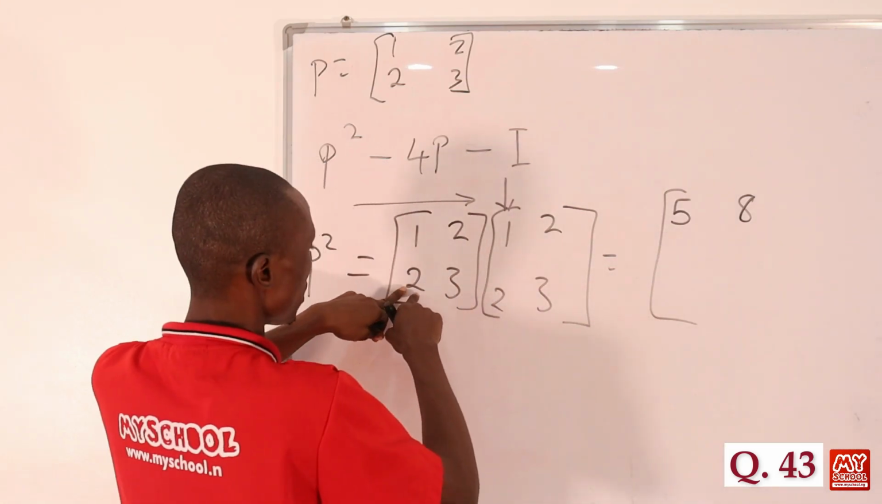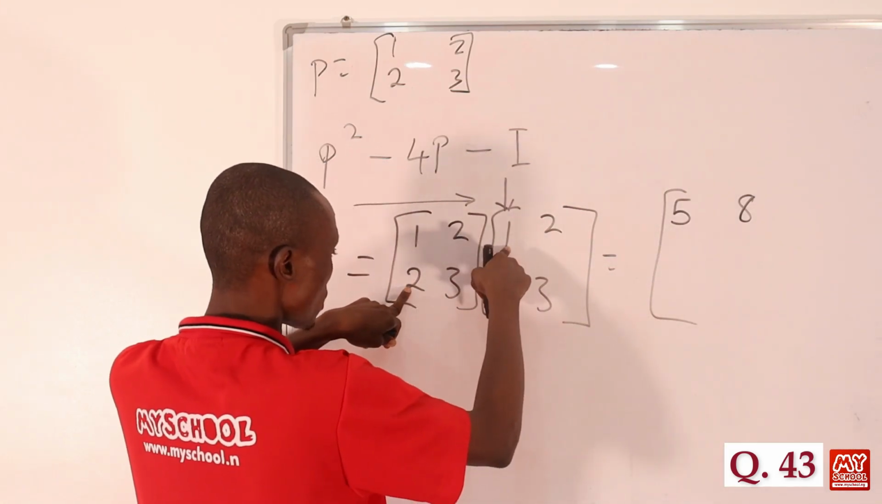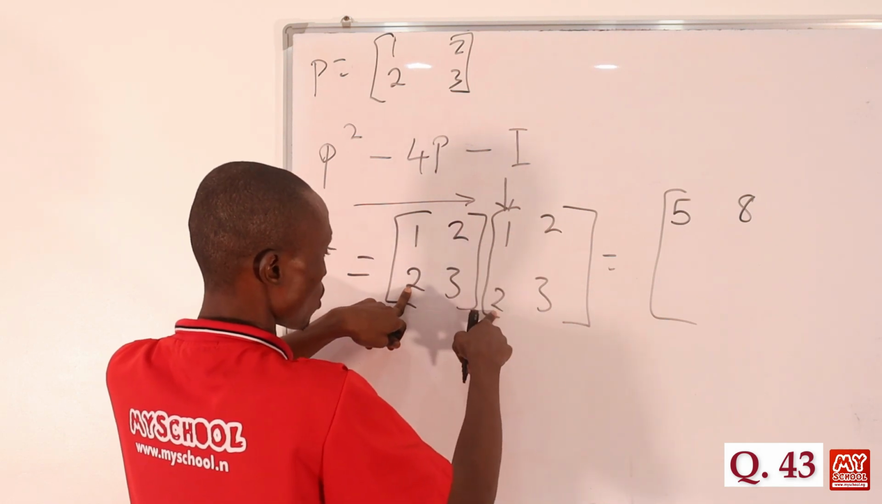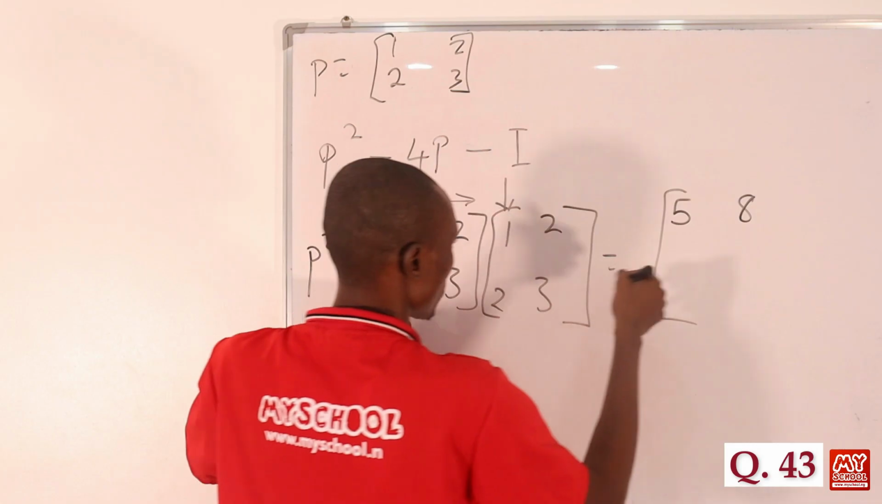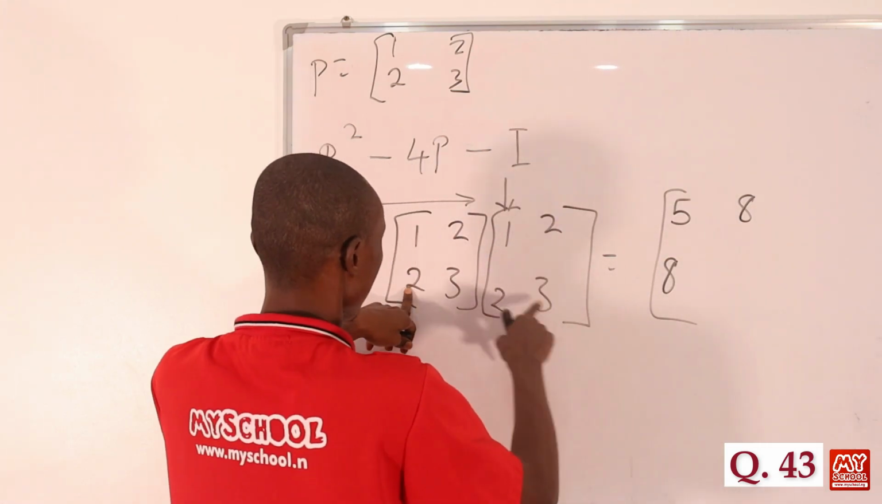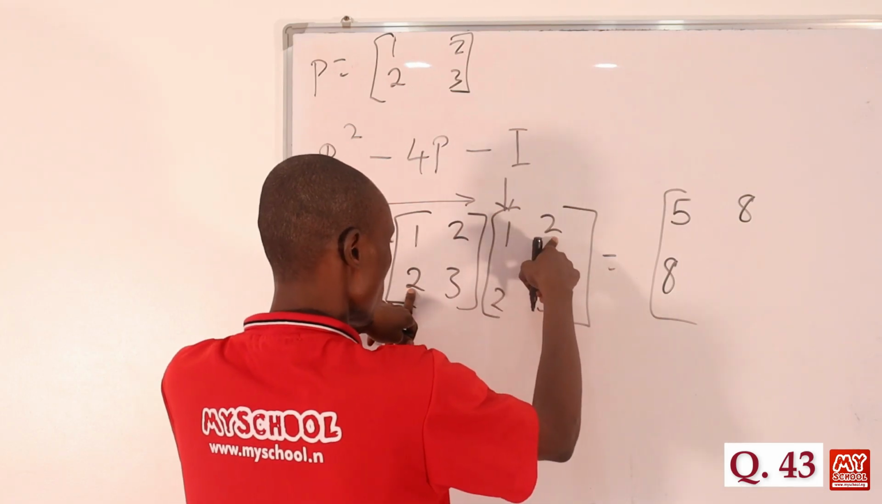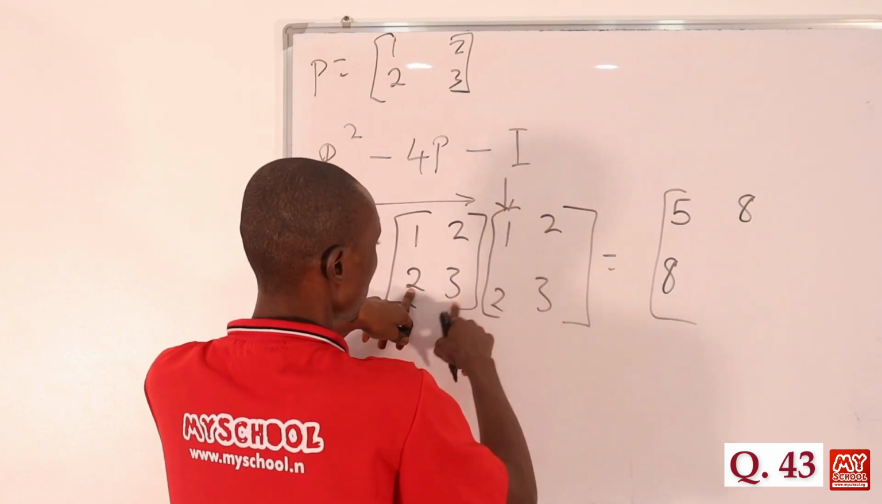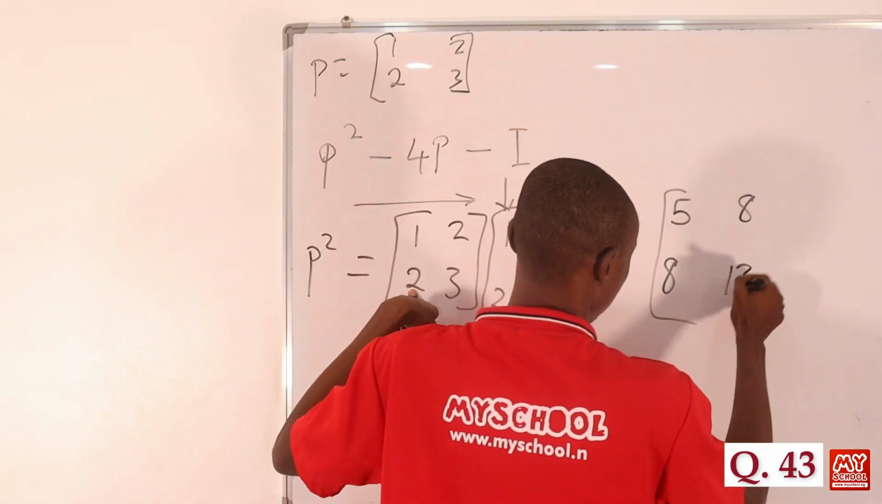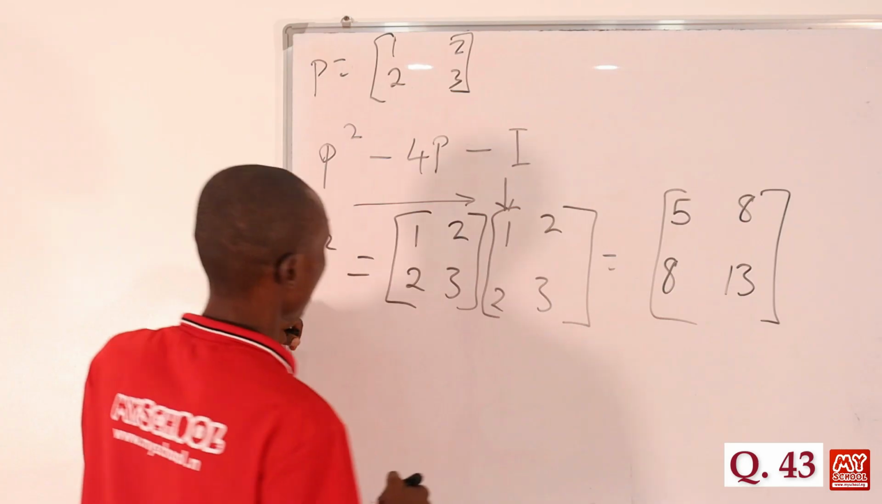Then we'll do the same thing here. So 2 times 1, that will be equal to 2. Then 3 times 2, that will be equal to 6. So we'll add it together, that will give us 8. Then we'll do the same for the last row. So here it will be 2 times 2, that will be equal to 4. Then 3 times 3, that will be equal to 9. So if we add it together, that will be equal to 13, right? So I've gotten the value of P squared.